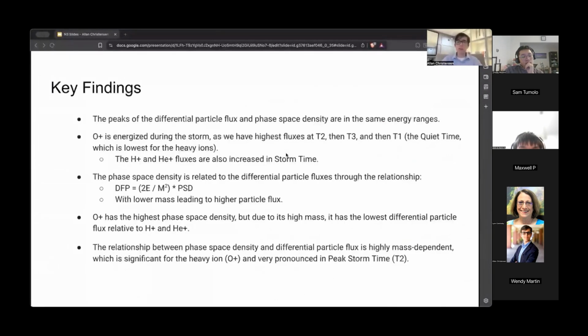Key findings in this research were that O+ has the highest fluxes at peak storm time, though H+ and He+ are also increased. The differential particle fluxes are proportional to the phase space density, the square of the particle's mass, and 2 times the energy level of the particle.